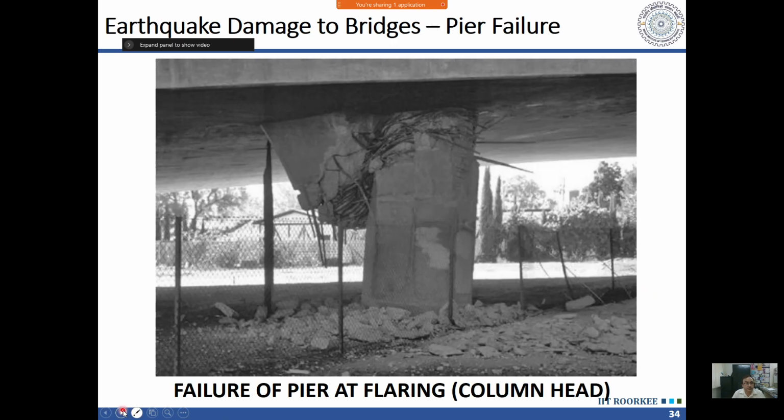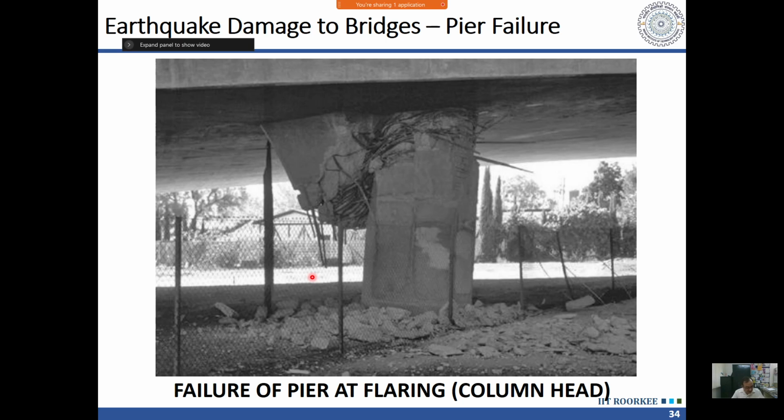Okay, another failure happened because of the splaying of the column at the top. At the top the column head has been flared, splayed, and what happens due to that? The shear failure occurred. Why did the shear failure occur? You can notice that it is an integral type of bridge. So although there is a single column pier, it is integral.